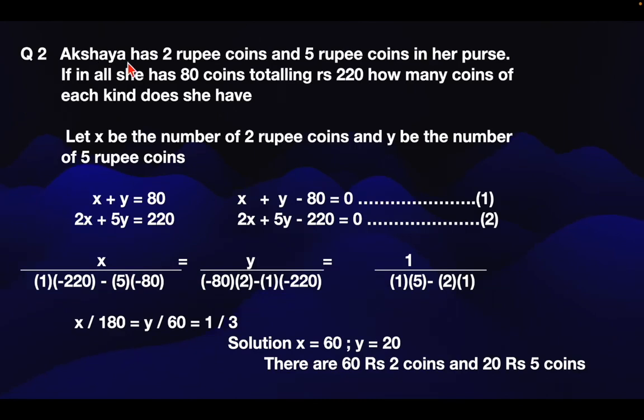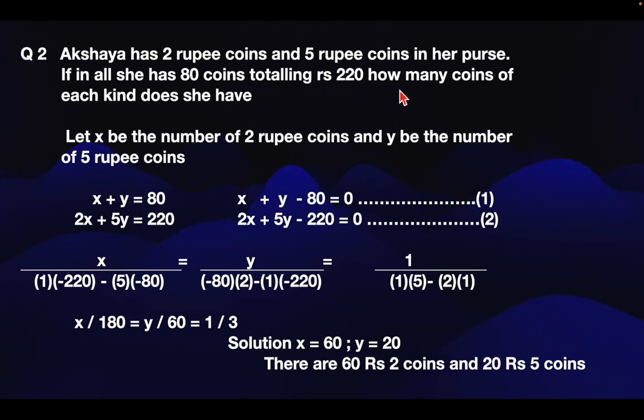Question 2. Akshaya has 2 rupee coins and 5 rupee coins in her purse. If in all she has 80 coins totaling rupees 220, how many coins of each kind she has? Whenever problem sums are there for linear equations, what you should do is you should see what they are asking. Here, how many coins of each kind she has.